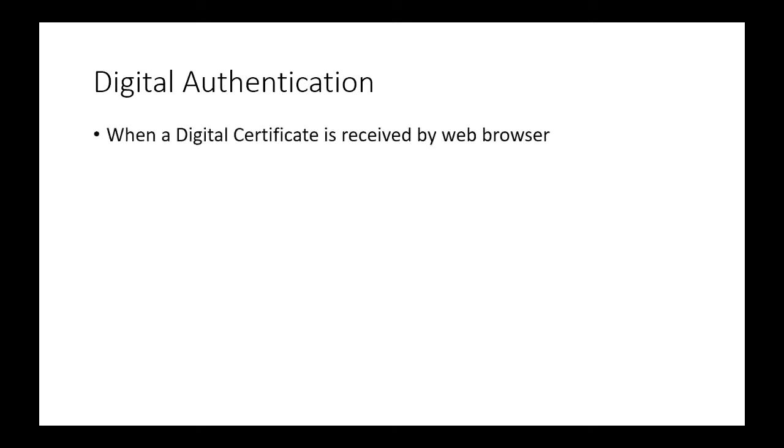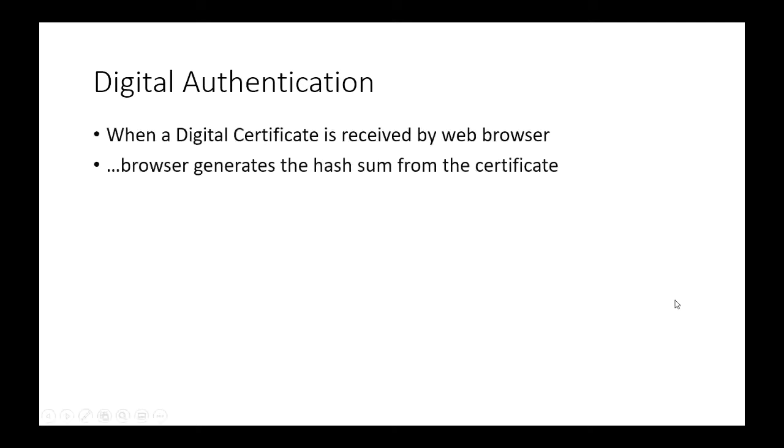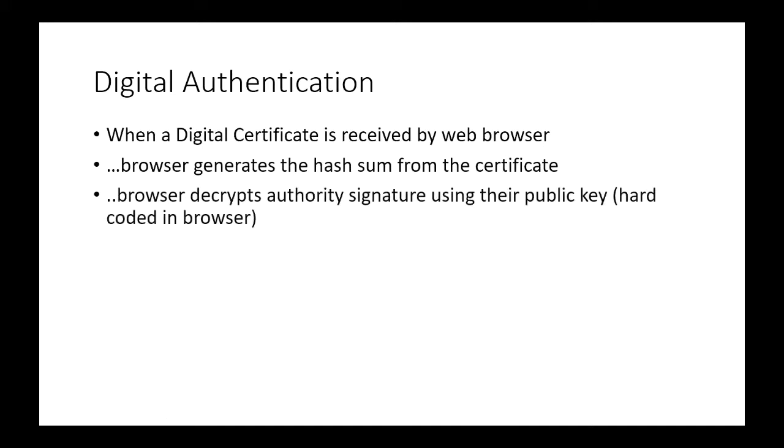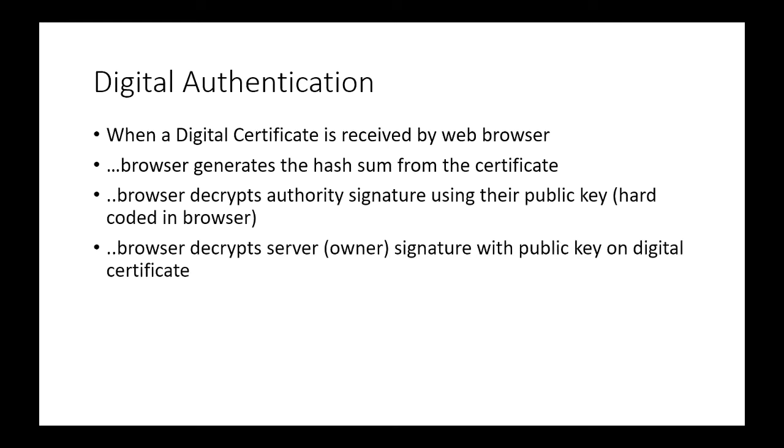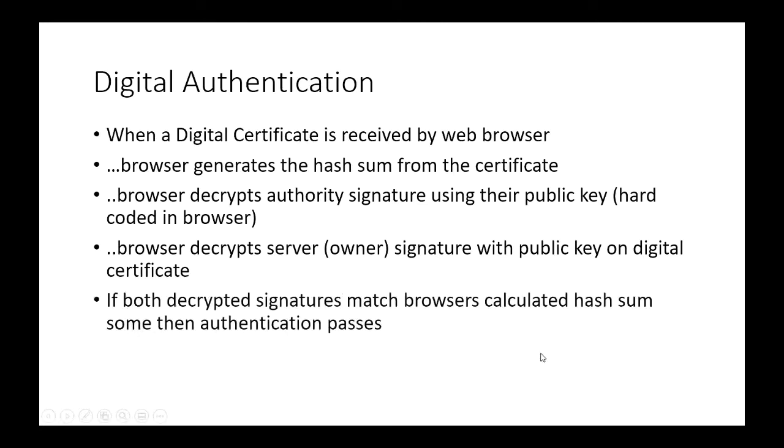Digital authentication. When a digital certificate is received by a web browser, the browser generates a hash sum for the certificate. The browser decrypts the authority signature using their public key, which is hard-coded into the browser. The browser decrypts the server owner's signature with the public key on the digital certificate. If both decrypted signatures match the browser's calculated hash sum, then authentication passes. Otherwise, it fails.